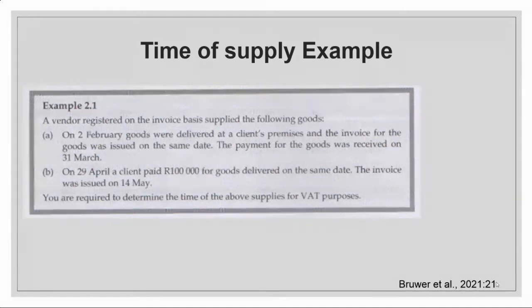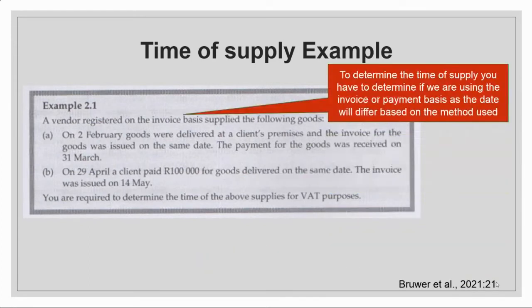Now, with these time of supply questions, what you have to look at firstly is what type of accounting basis we are using. Are we using the invoice basis or are we using the payment basis? Okay, now that's the first thing you need to look at. If they do not mention anything in the question, then you go on the assumption that we use the invoice basis and you use the general rule, the earlier of the invoice or the payment.